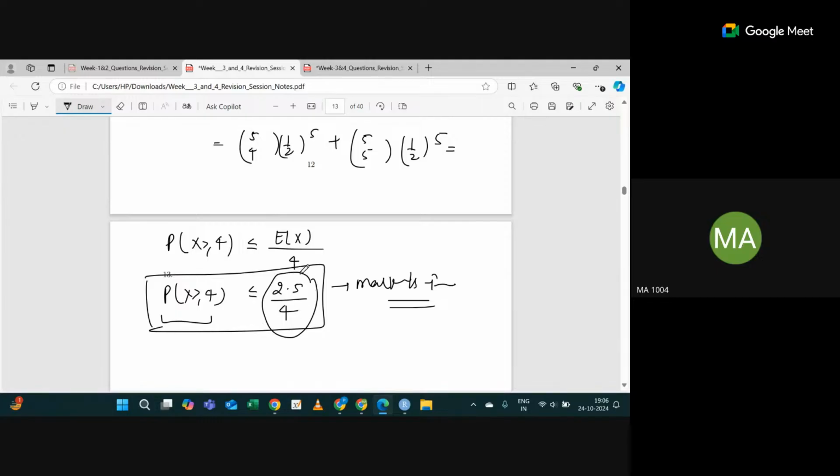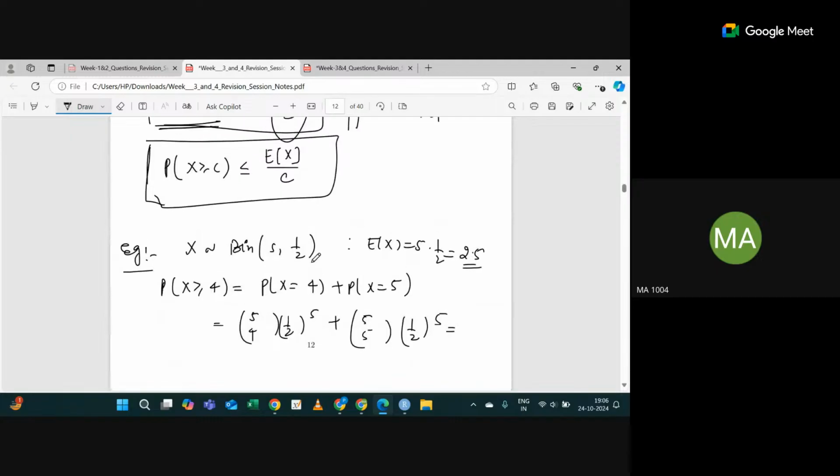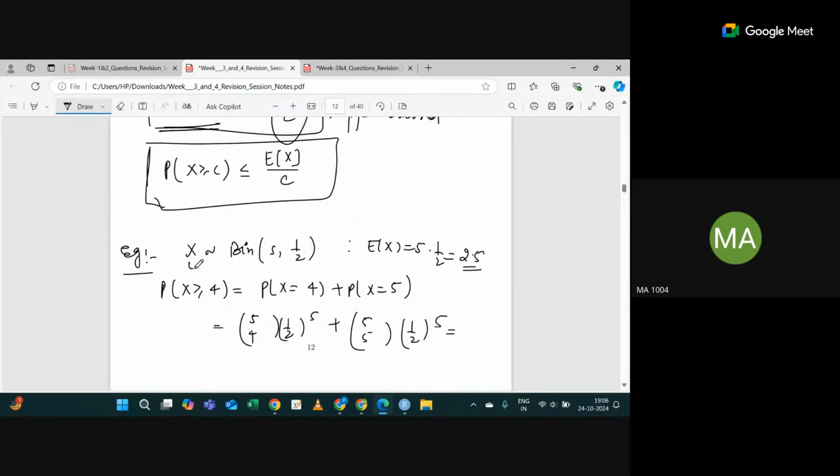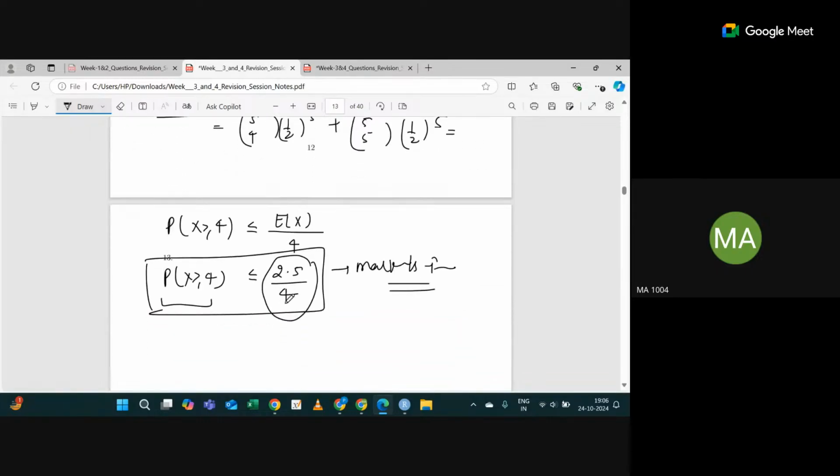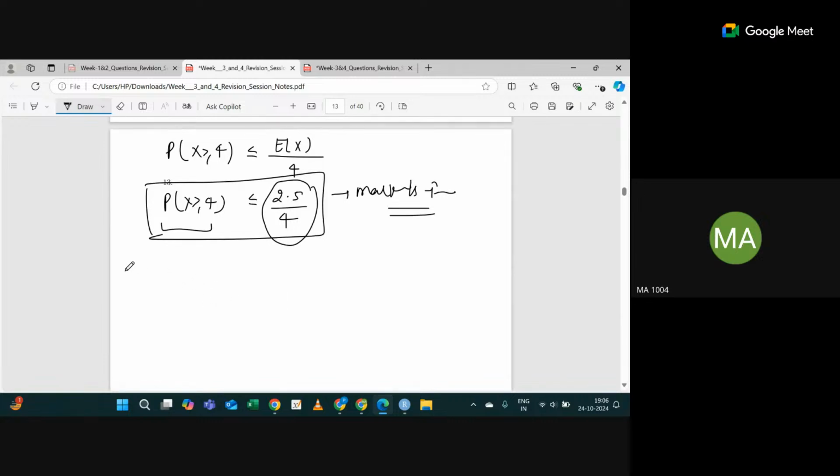Another way to think about the role of this Markov inequality: in this case, I had information about my random variable. This x follows binomial 5 comma 1 by 2. Then I'm able to calculate the exact probability, meaning the exact answer for this part rather than calculating a bound. So in which scenario is this Markov inequality useful?